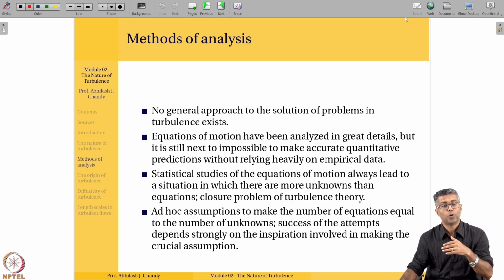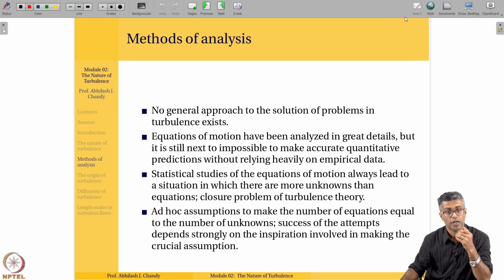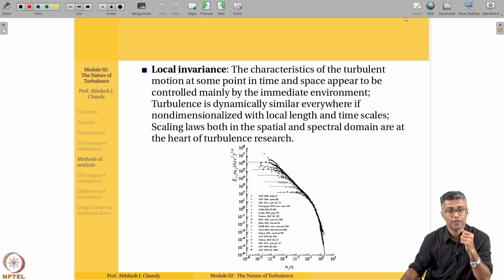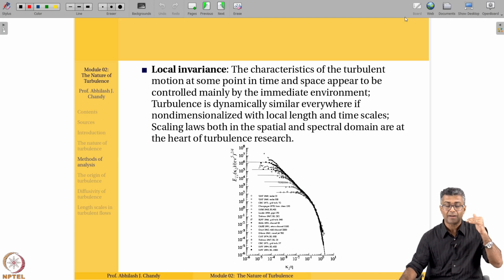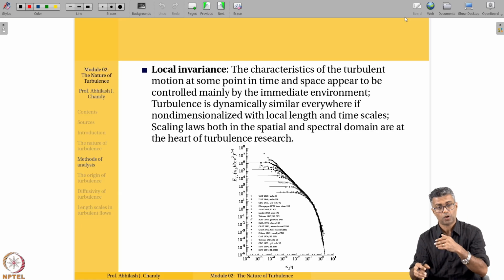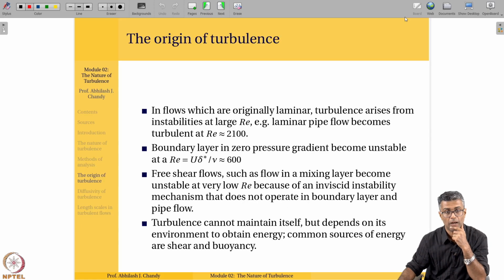Further, we went on to look at methods of analysis. Dimensional analysis was one. We looked at asymptotic invariance and later local invariance, where we could use the right quantities to scale things like energy spectra to find similarities between different kinds of flows. And this plot, we discussed this in detail as well.